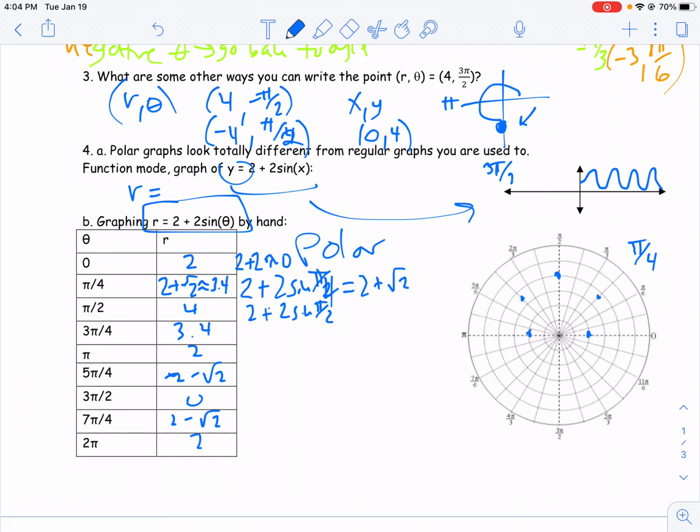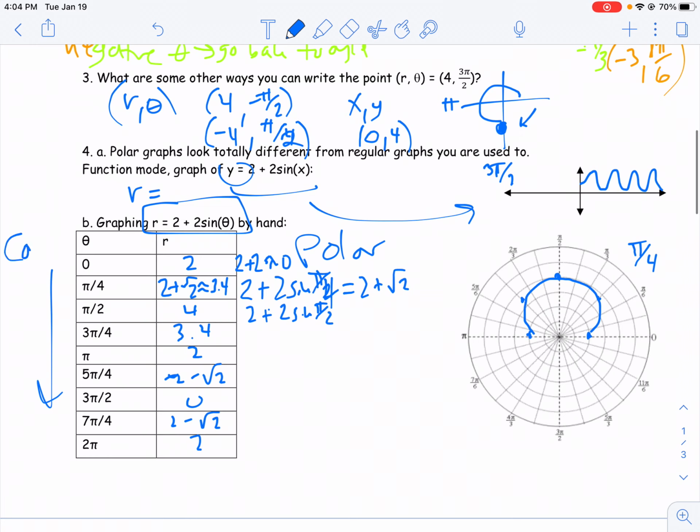So if we're trying to draw the graph, it kind of goes in a circle. So we connect in order. We start at 0, and we connect in counterclockwise order as we go around the graph.